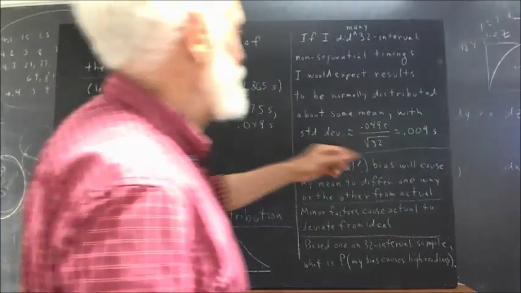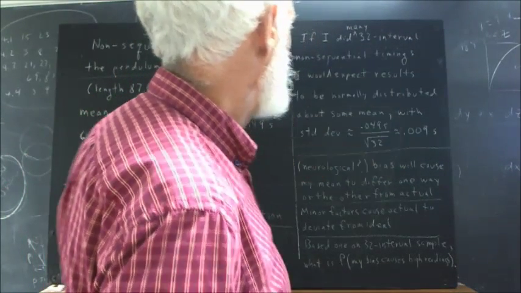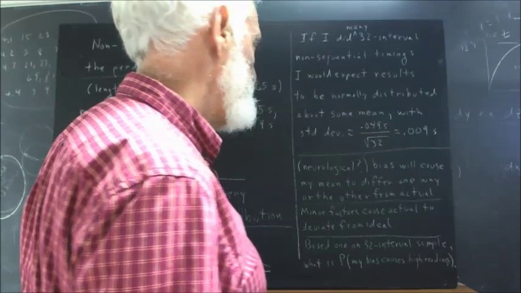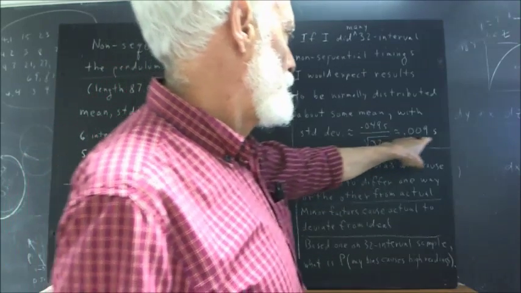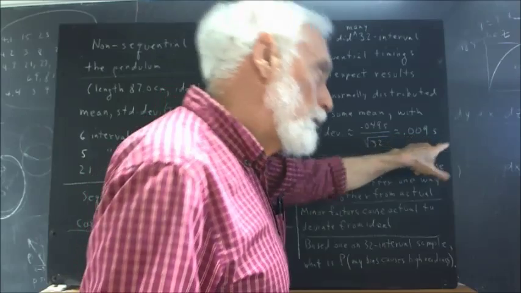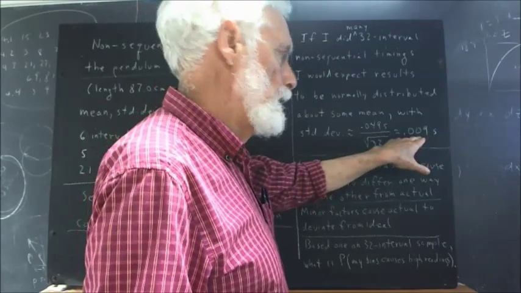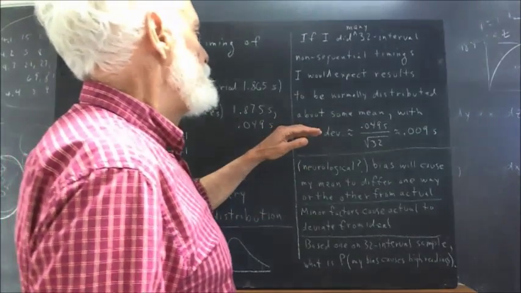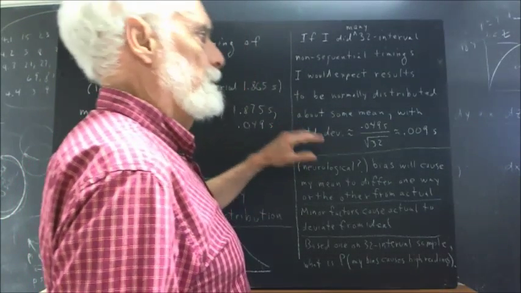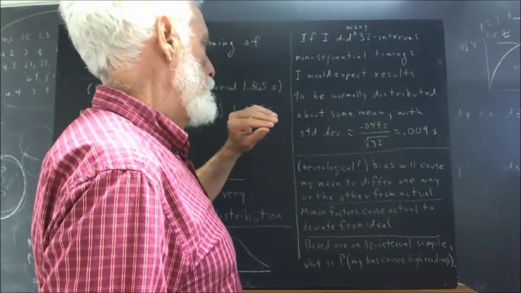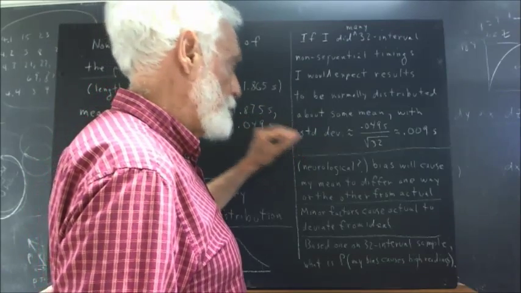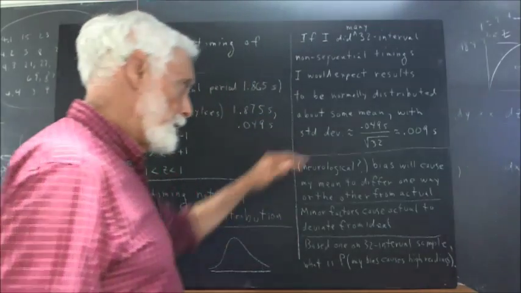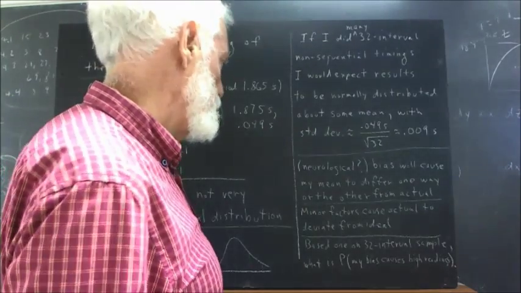So I would expect my 32 interval non-sequential timings to have a standard deviation of only about 1/100th of a second, 0.009 rounded up to 0.01. That's significant. That's significant in interpreting experimental data. I'm not going to go much deeper into that right now, but it's extraordinarily significant.